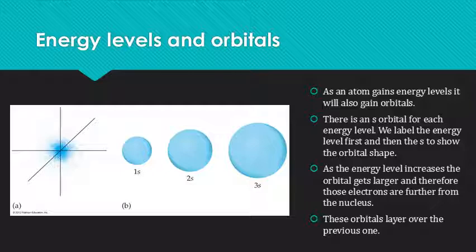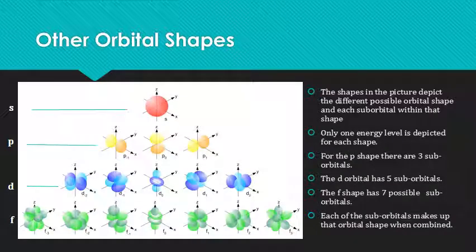Can't be that easy. We get lots of other shapes. So here I've shown you all the different shapes we can have, that scientists have figured out and we know of. So these depict the different possible orbital shapes and each suborbital within that shape, okay? So this gets a little crazy, so bear with me. We have 4 different shapes, S, P, D, and F. Those are our 4 orbitals.